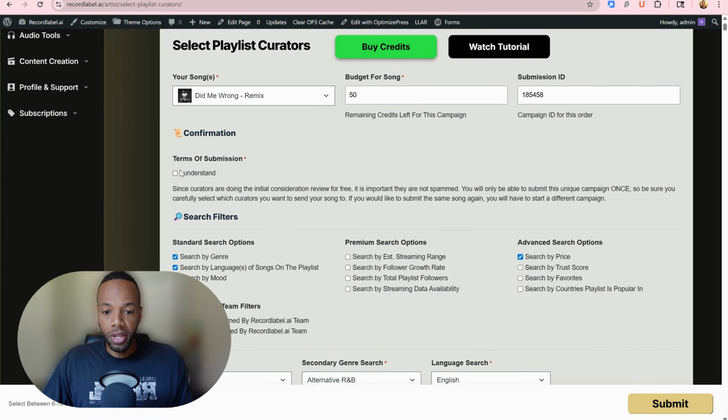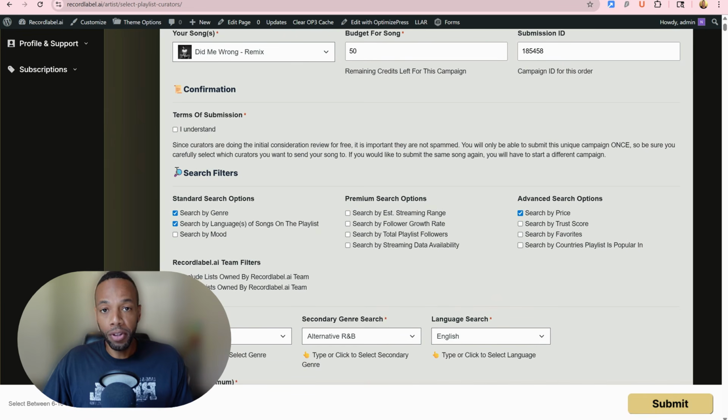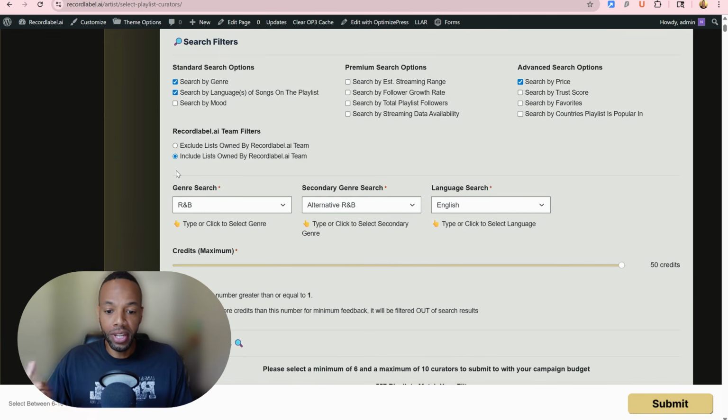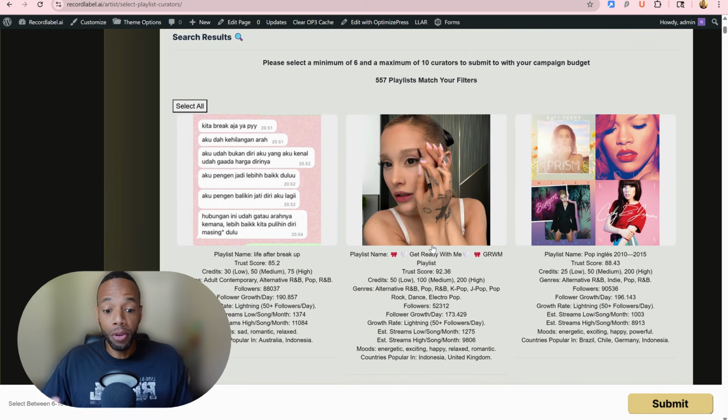The first one is called Playlist IQ. The reason why this stretches your budget further is because you're not wasting 70 to 90% of your budget on rejection feedback like you are with other websites. So they say like, hey, playlist owners will say, I like your song, but I'm not going to put it on my playlist for whatever reason. And you end up wasting most of your budget on those rejection notes.